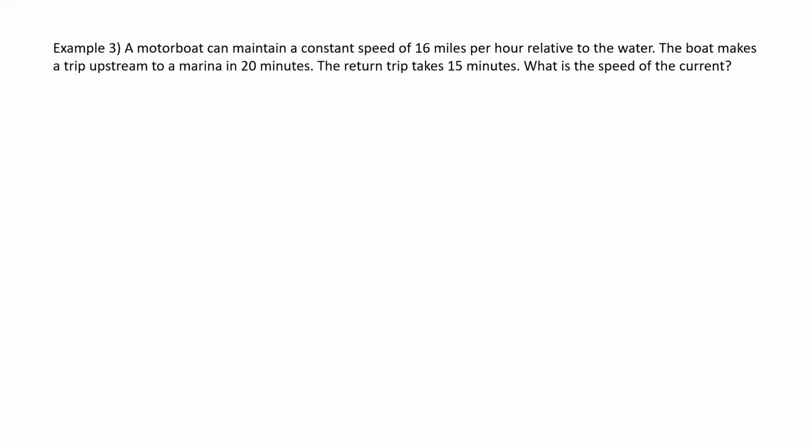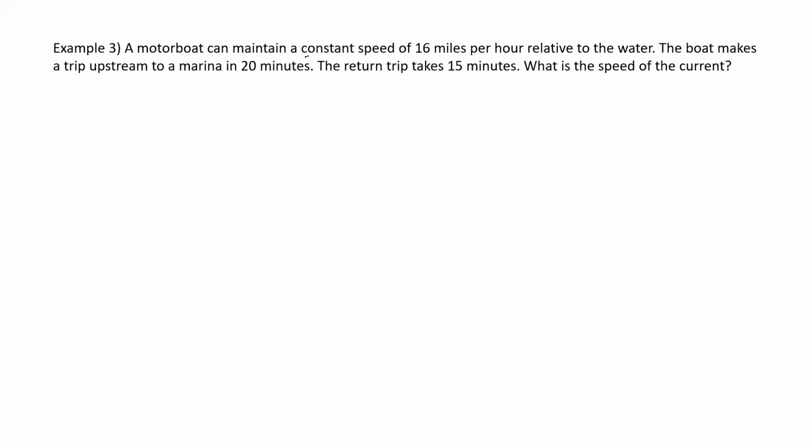Moving on to example 3. This problem I put as the last question because this problem made me so angry when I was doing intermediate algebra, when I was first learning mathematics. And you'll see why. There's just a little bit of confusion that can go on here. So anyways, a motorboat can maintain a constant speed of 16 miles per hour relative to the water, meaning that without any current going on, the boat is going 16 miles per hour, not taking into account current. Just needs to be noted right there.